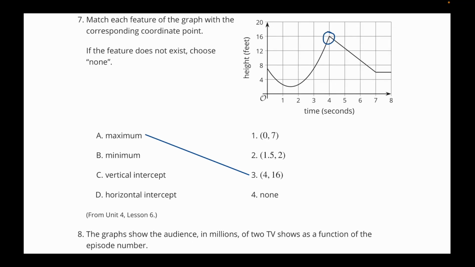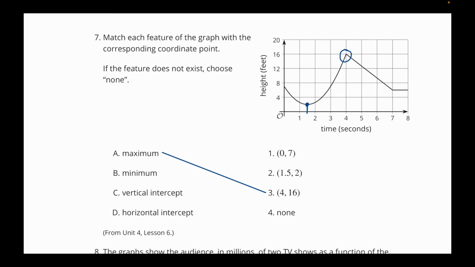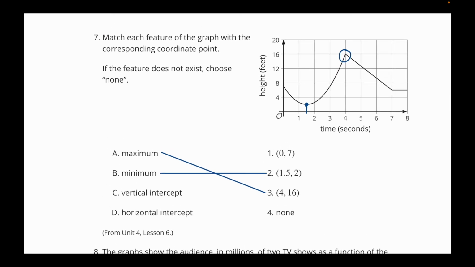The minimum lowest point looks like it's right about here. So that is around 0.5, or I'm sorry, 1.5. Oh, yeah, and 2. So that actually works. That is this one right here.